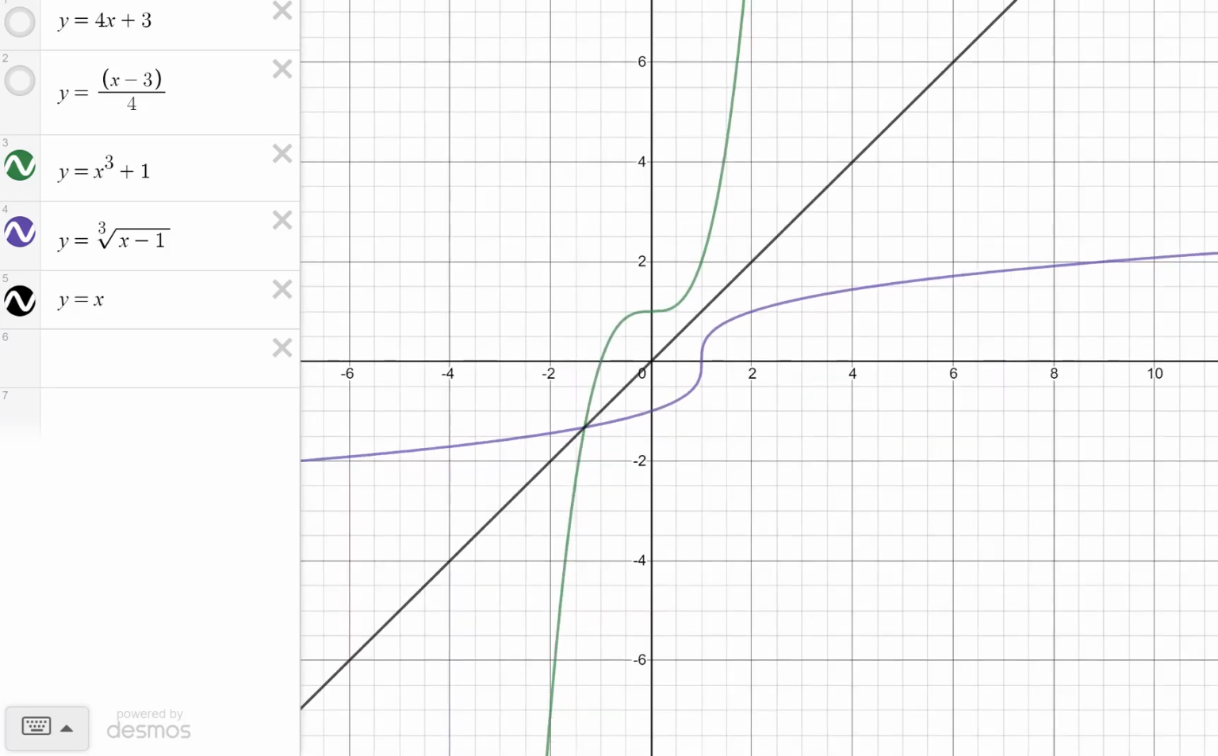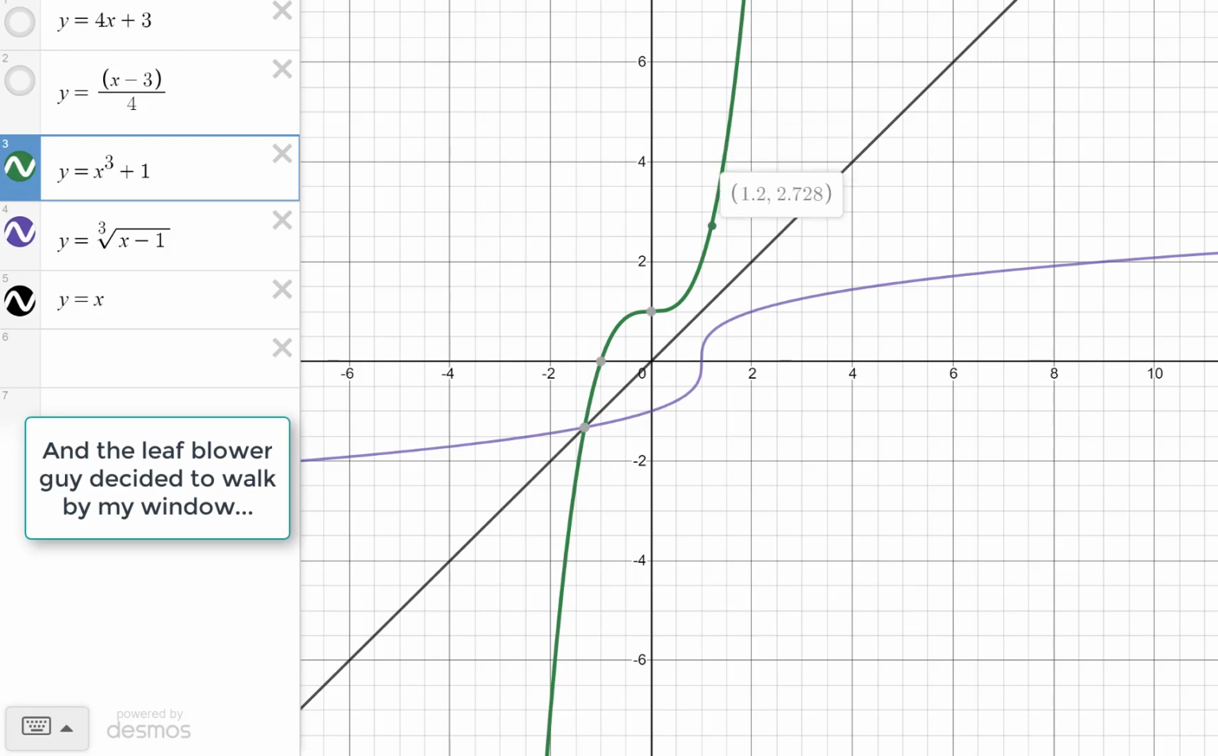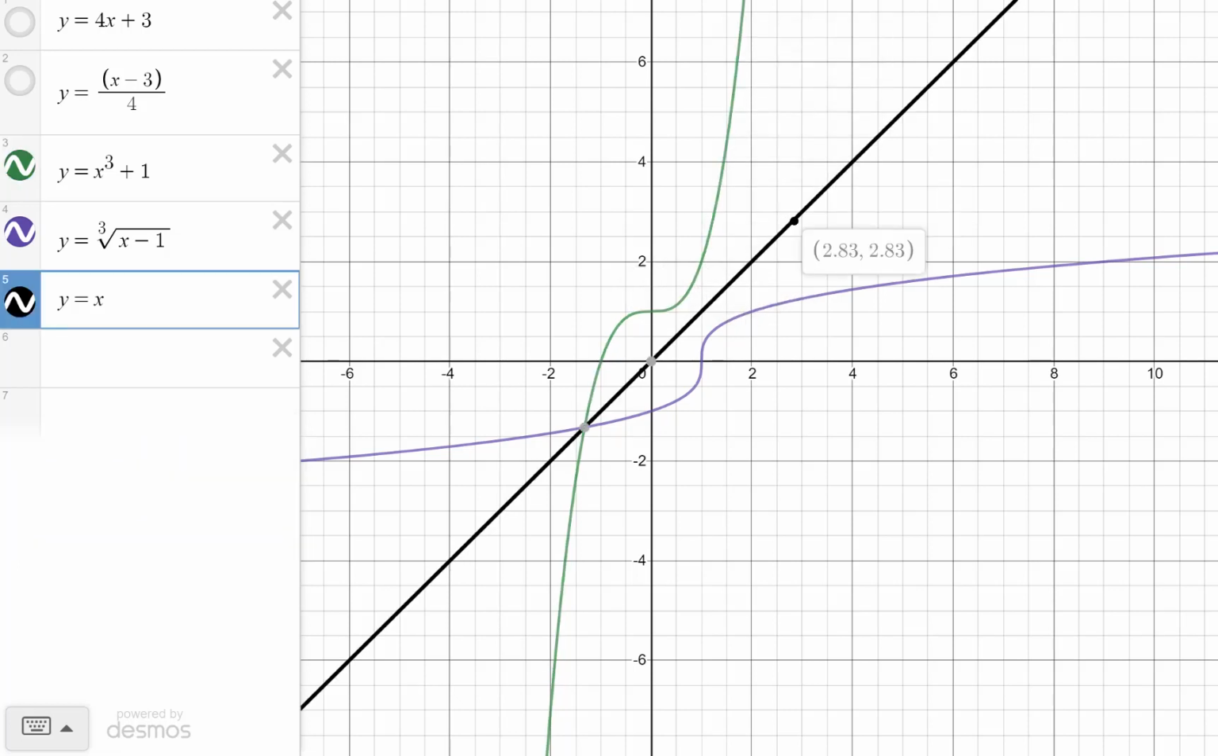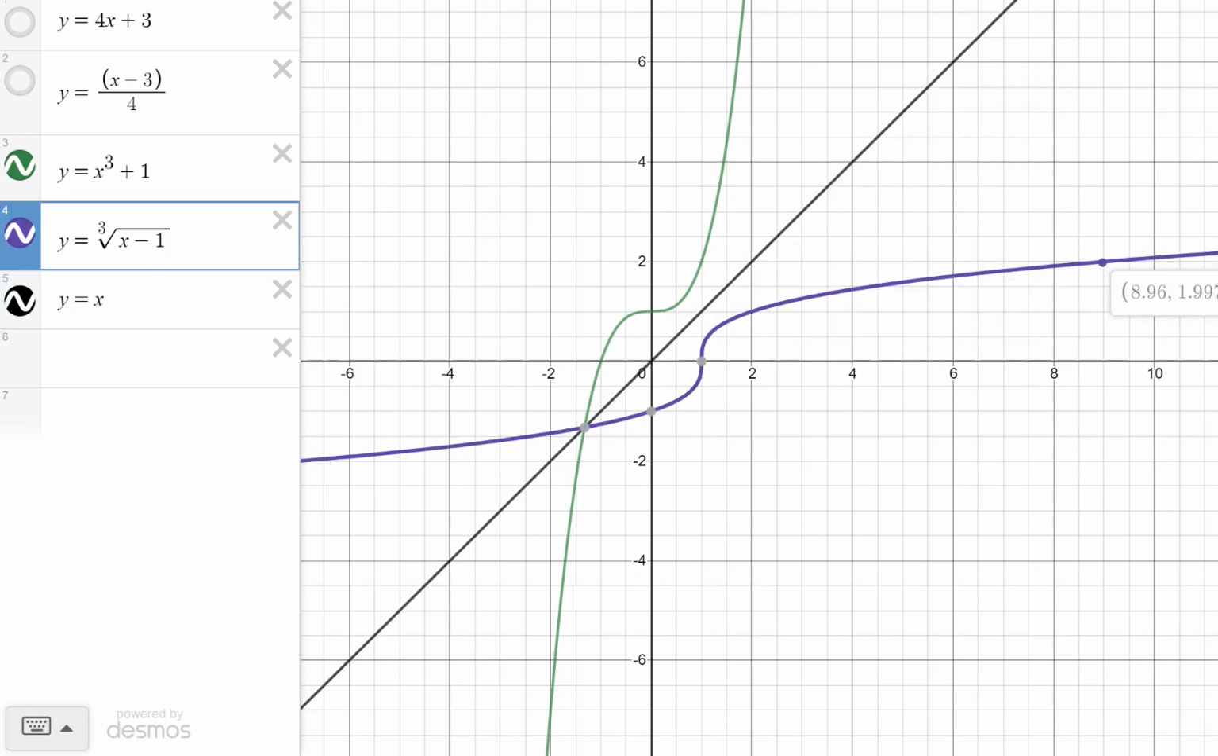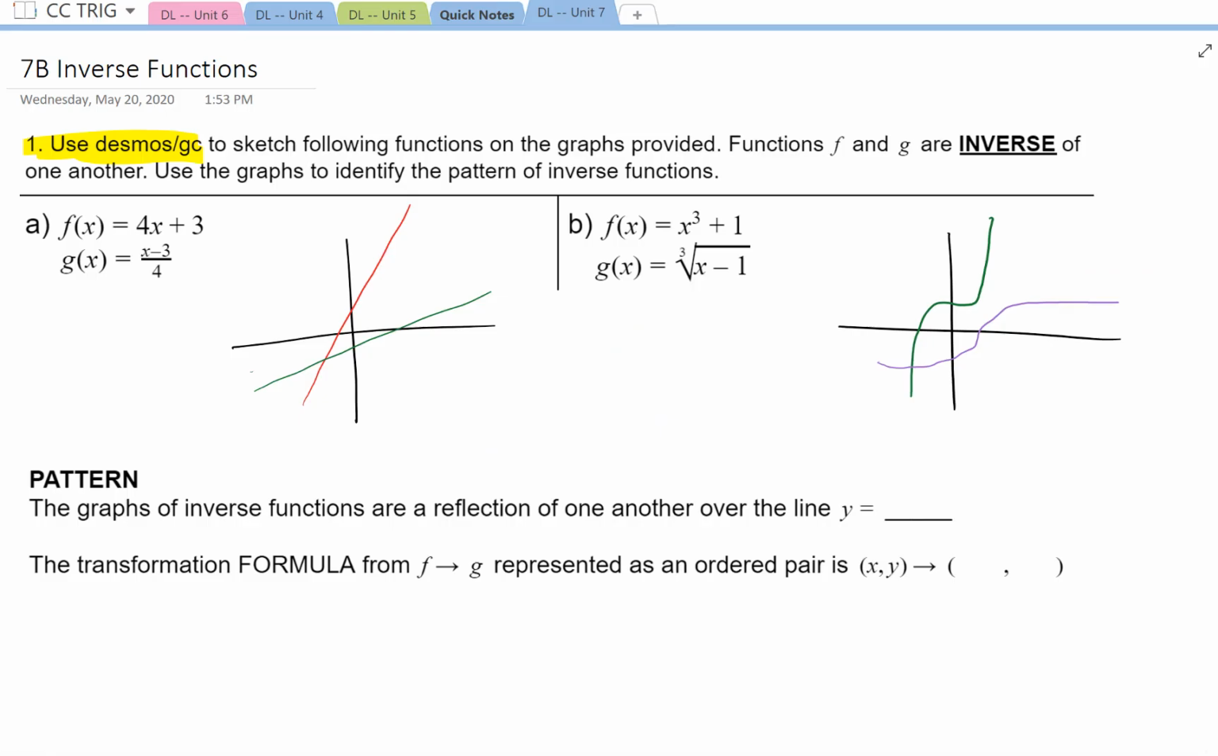They are actually reflections over the line y equals x. So every point on this green graph is the same distance from y equals x as the corresponding reflected point from the purple graph. So the pattern that we saw graphically: the graphs are a reflection over the line y equals x.